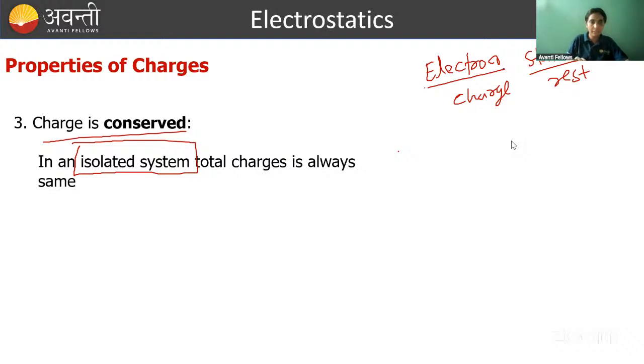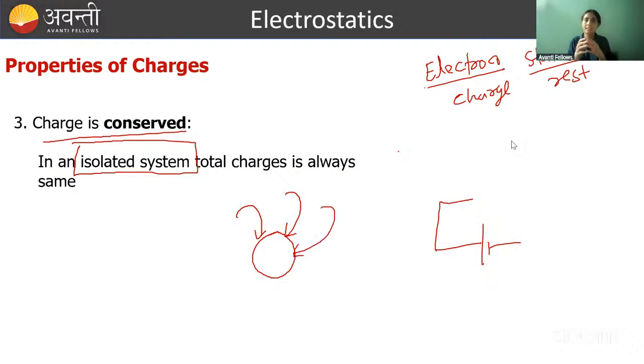Now look, what is the meaning of this isolated system? Isolated system means a system which is not connected to any battery. You all must be aware of battery. What function does battery do? When you connect a battery to certain things, the battery supplies charge. It supplies energy, and charge also. So if some system is not connected to a battery, what does it mean? It has a simple meaning that it will receive no charge from outside.